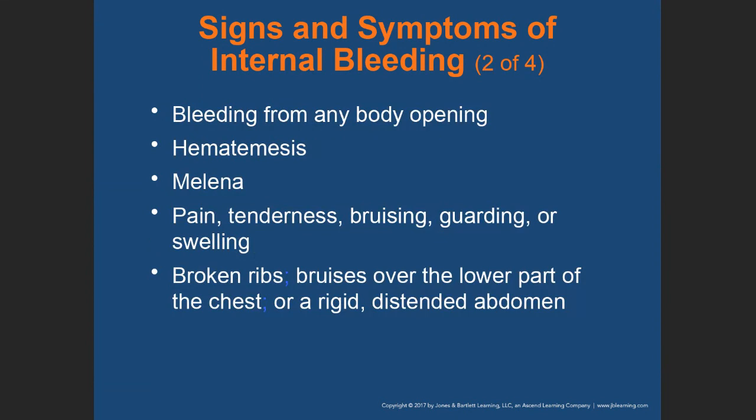Now, bleeding from any body opening. Hematemesis is someone that is vomiting up blood. Melena is blood in the stool, that's digested blood. Pain, tenderness, bruising, guarding, or swelling. Broken ribs, bruises over the lower part of the chest, or a rigid, distended abdomen.